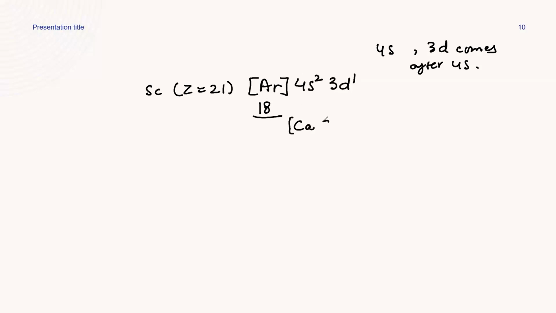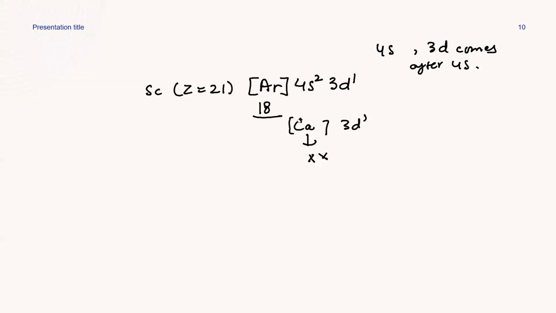Okay, now we have to write for scandium. Scandium, the atomic number is 21. So I will write argon, which is up to 18. 18 are filled. Now how many are left? Just 3 are left. So it should be 4s2, 3d1. So you can't write like this, calcium 3d1. No, only noble gases are permitted to write.